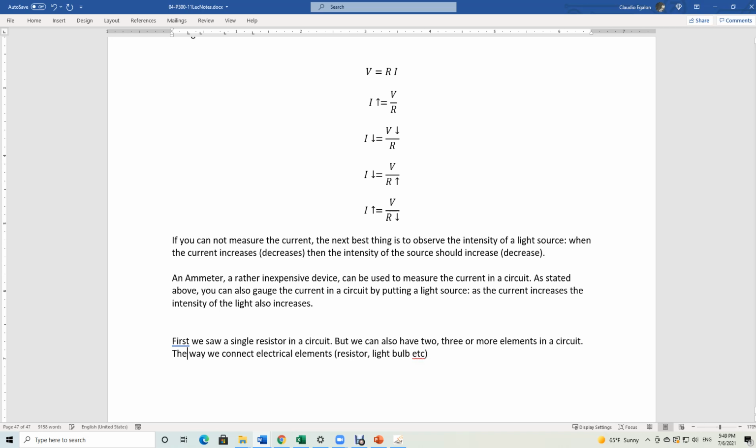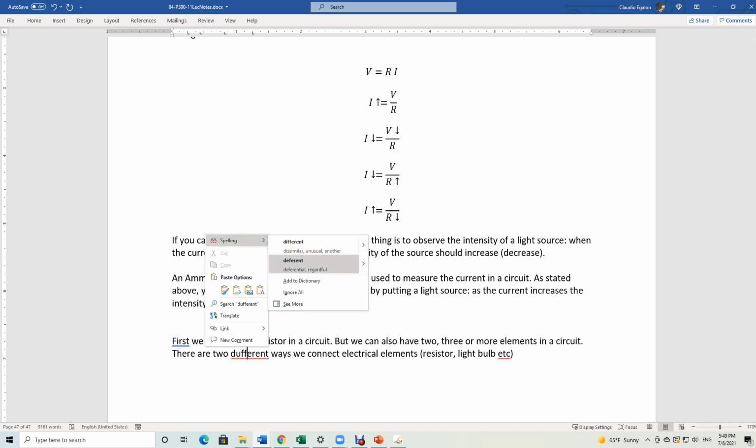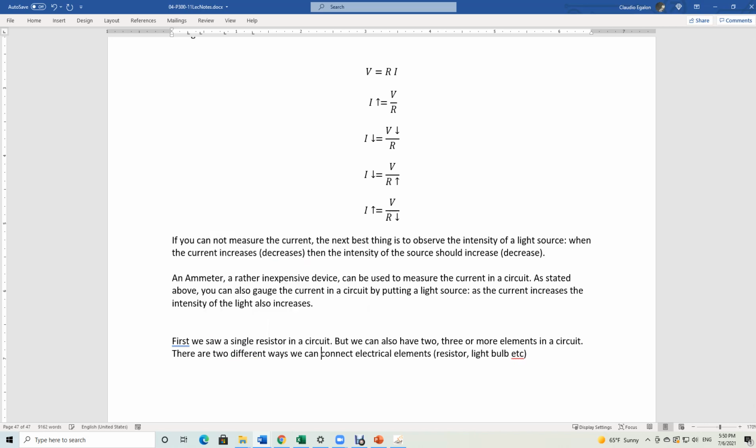There are two different ways we can connect electrical elements in a circuit, either in series or in parallel. There's another way, but you don't need to know about it. For the sake of this course, just remember circuits in series and circuits in parallel. That's all.